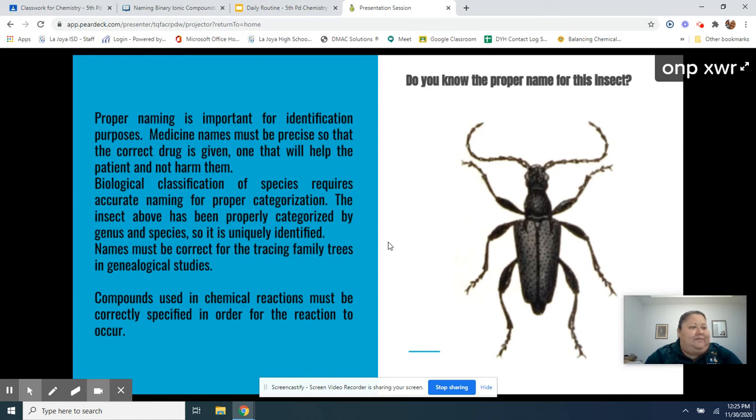Who's going to help me read? Proper naming is important for identification purposes. Medicine names must be precise so that the correct drug is given, one that will help the patient and not harm them. Biological classification of species requires accurate naming for proper categorization. The insect above has been properly categorized by genus and species, so it is uniquely identified. Names must be correct for tracing family trees and genealogical studies. Compounds used in chemical reactions must be correctly specified in order for the reaction to occur.